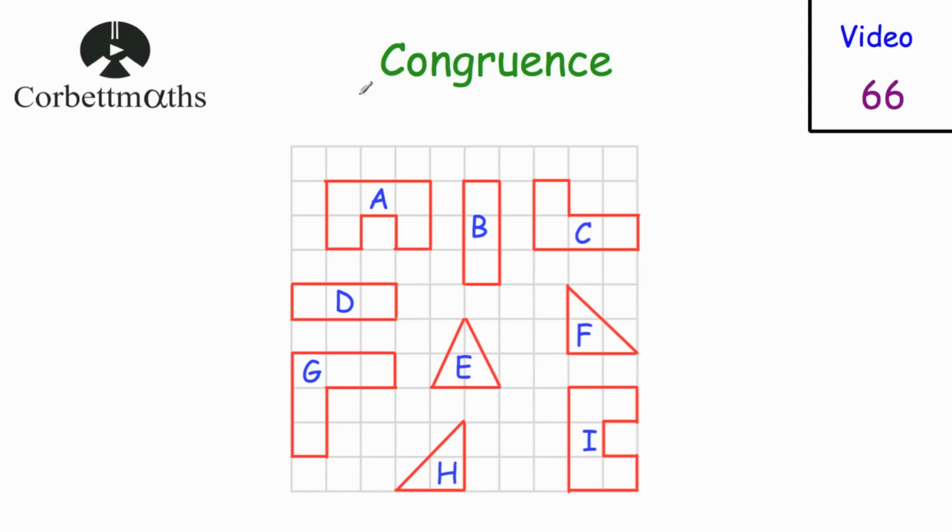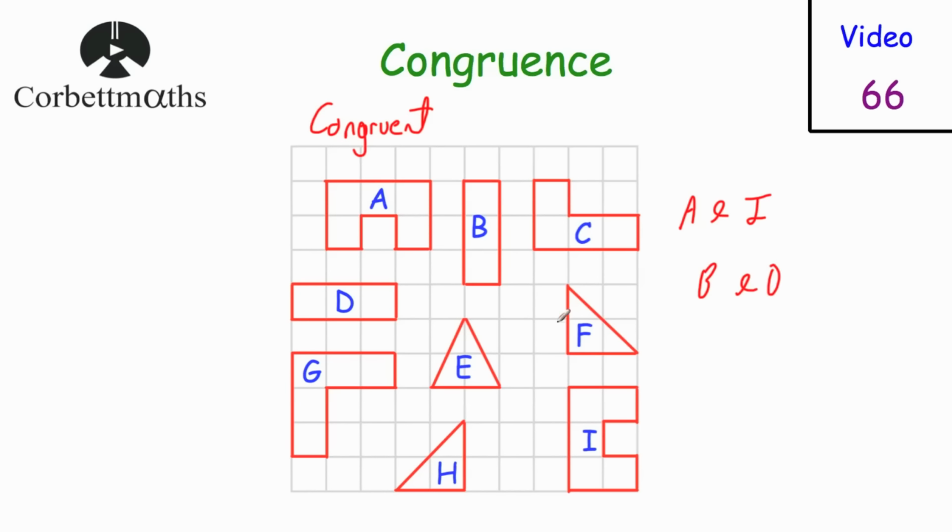Okay, our next topic is congruence, and you need to know what the word congruent means. Congruent means exactly the same shape and size. So on this grid, we've got some shapes that are congruent to each other. So shape A is congruent to I. So A and I are congruent to each other. We've got some more shapes that are congruent. We've got B and D. B and D are congruent, so B and D.